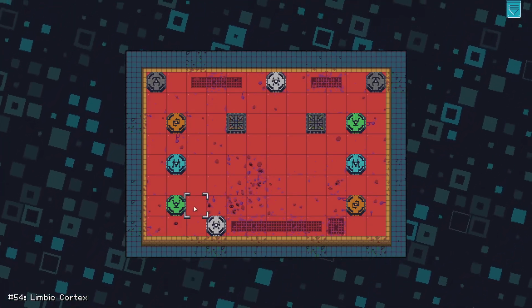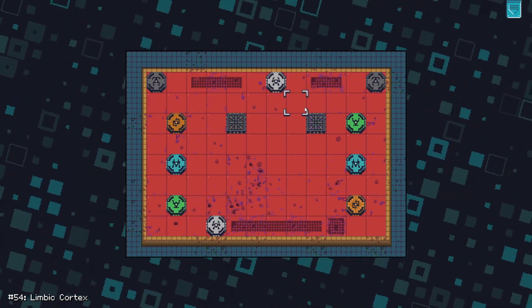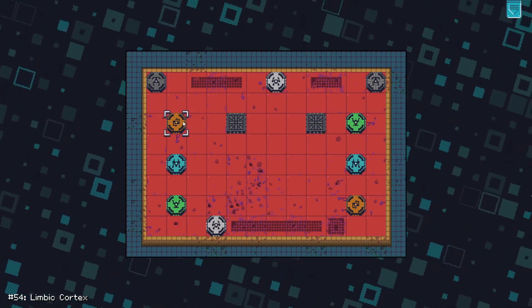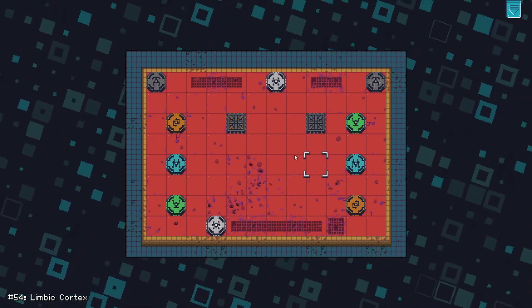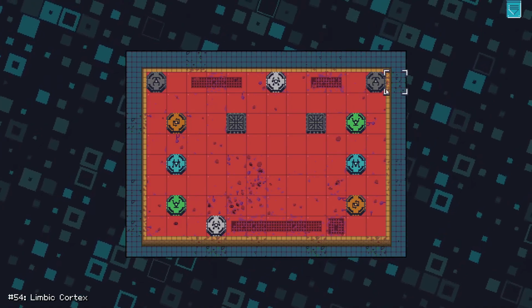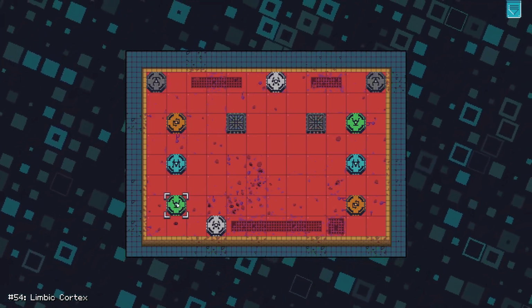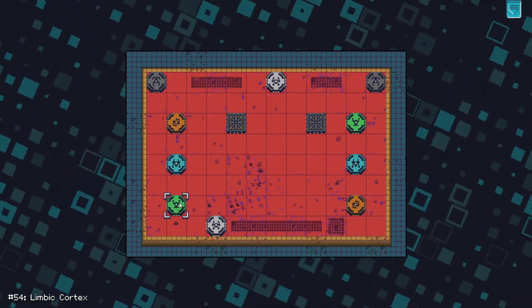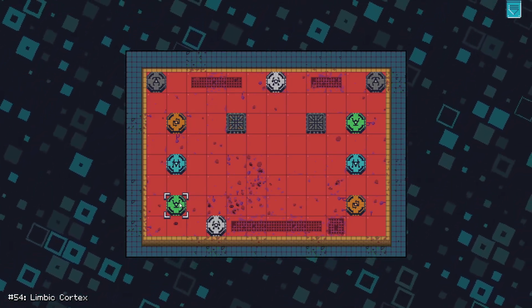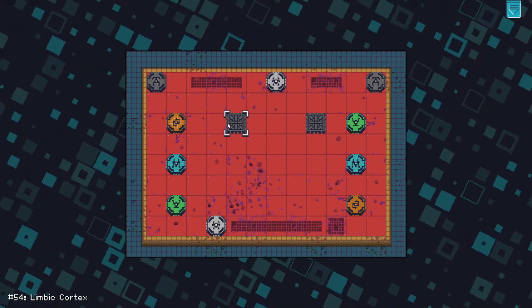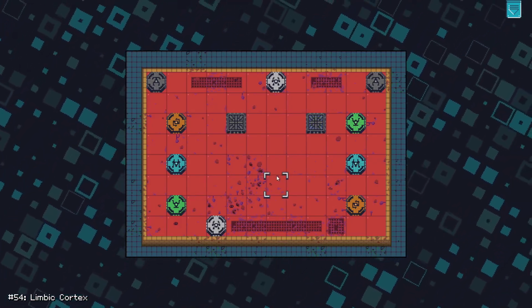Limbic Cortex. Operating on different parts of a brain here. Okay, lots of low voltage. Two distributors. How many colors? One, two, three, four, five. Five colors, two distributors.